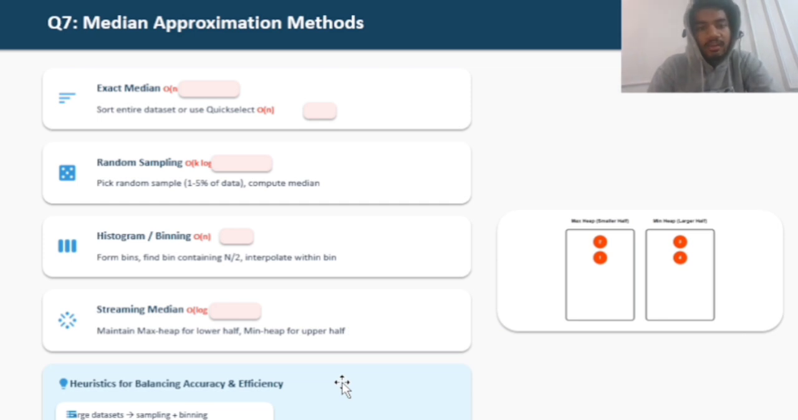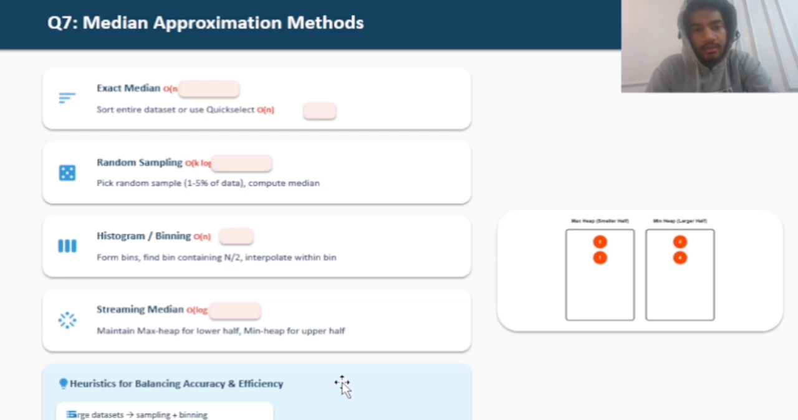0 to 10, 10 to 20 and so on. Find which bin contains the halfway point and interpolate. This gives a good estimate with low memory. Third technique is streaming median. We use a max heap and a min heap to maintain the lower and upper halves of data. This is ideal when feedback arrives continuously.